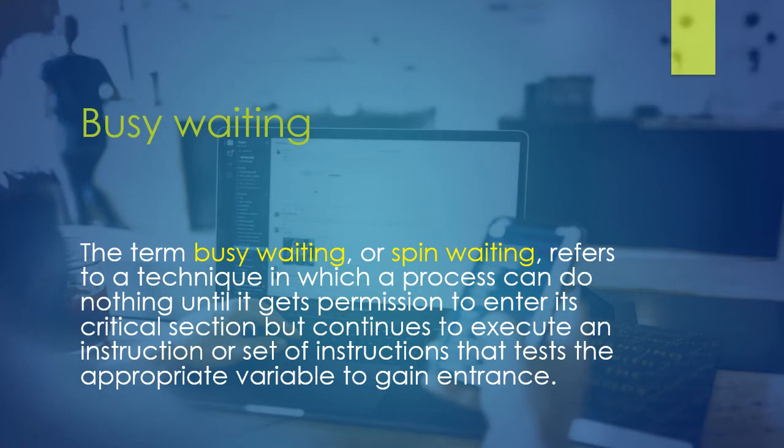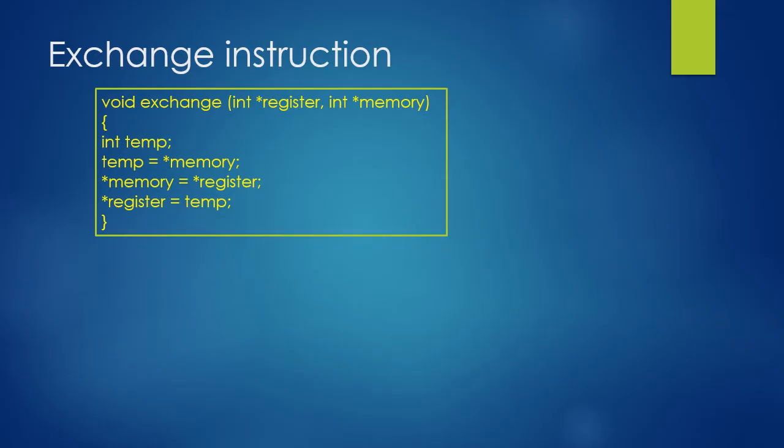The term busy waiting or spin waiting refers to a technique in which a process can do nothing until it gets permission to enter its critical section, but continues to execute an instruction or set of instructions that test the appropriate variable to gain entrance.